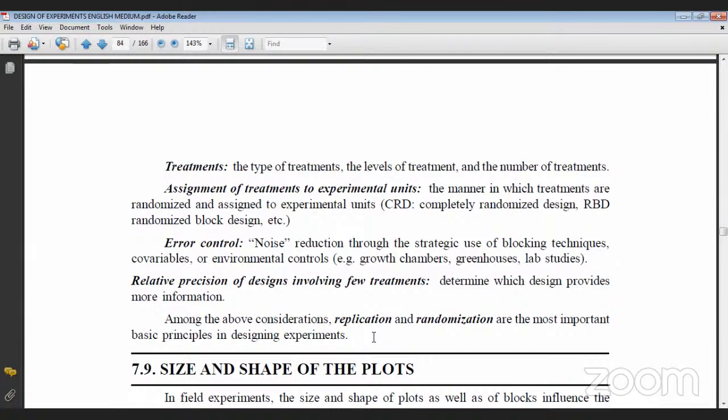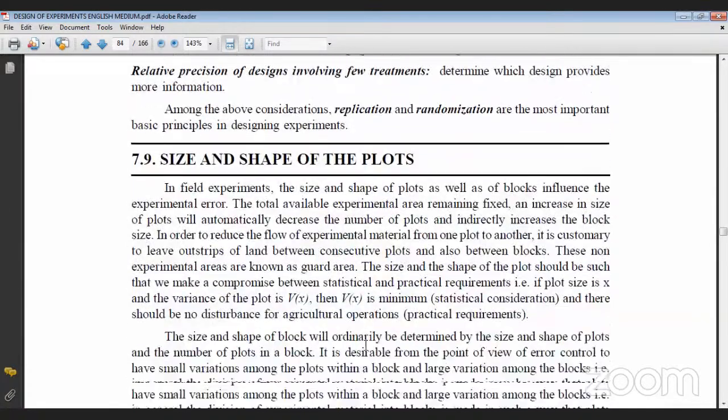Error control: noise reduction through strategic use of blocking techniques, co-variables, and environmental control. Relative precision of designs involving treatments determines the extent to which a design provides more information. Among the above considerations, replication and randomization are the most important basic principles of the design of experiments.